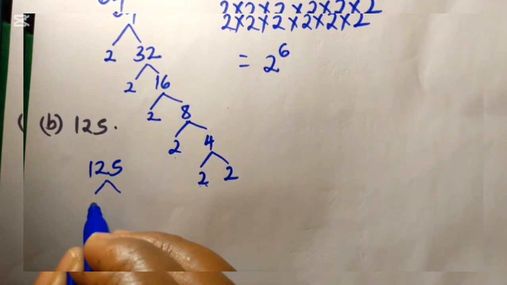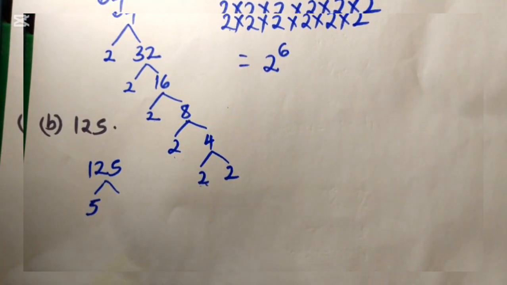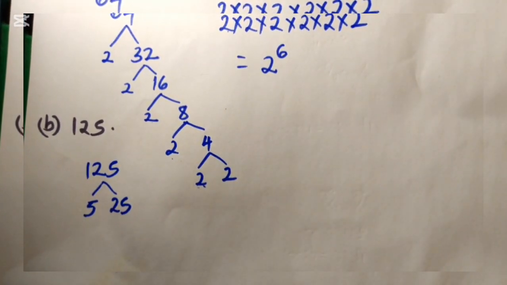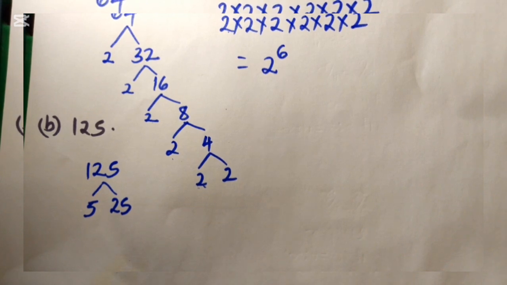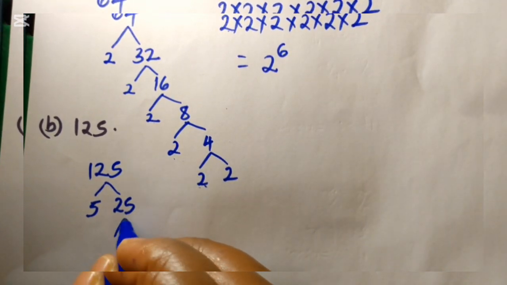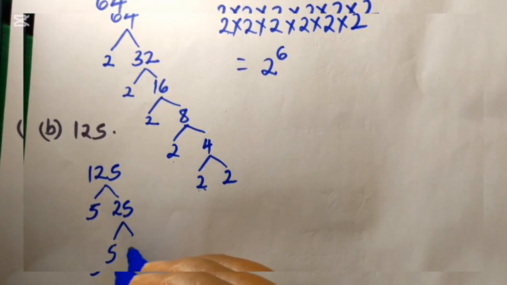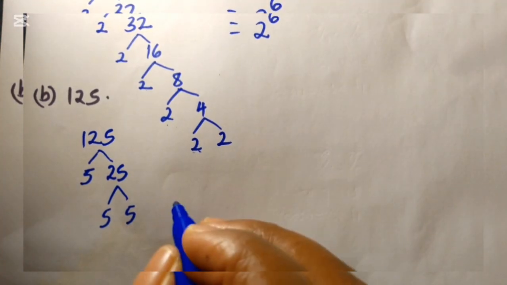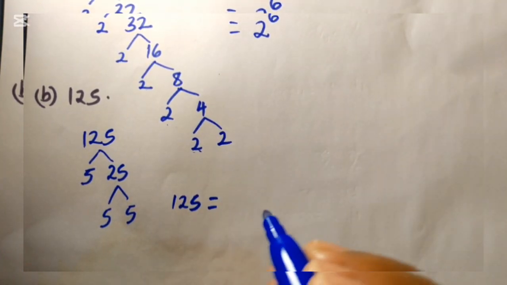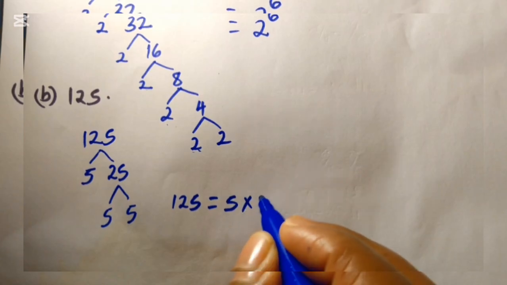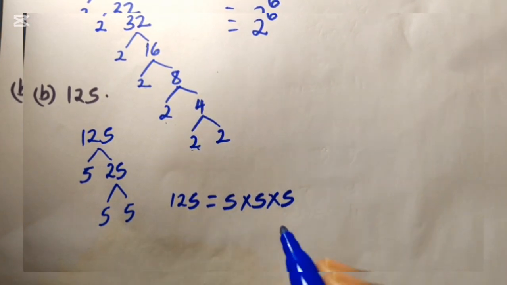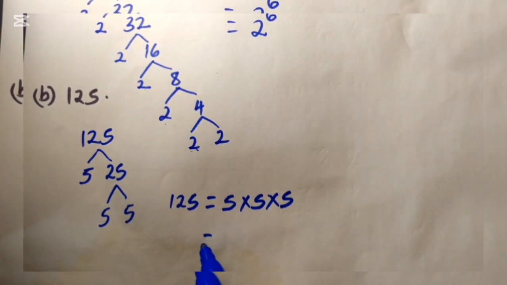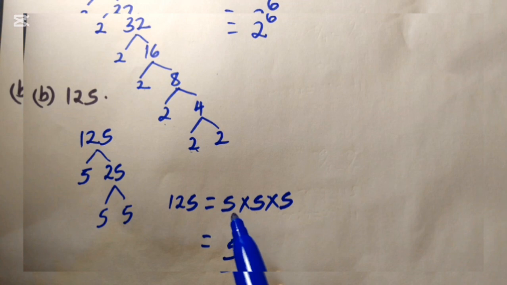So 5 by 5, 2, 5, 25. 125 divided by 5 is 25. And again we check by 5, this will be 5. And therefore, this can be written as 125 is equal to 5 times 5 times 5. To write this in simplest index form, this will be 5 raised to 3.